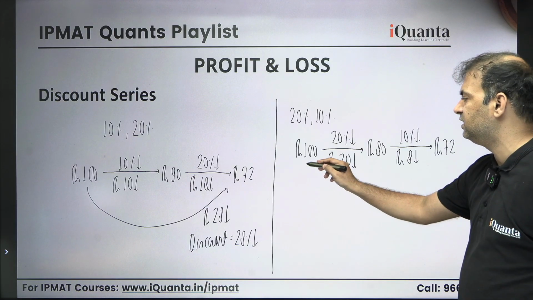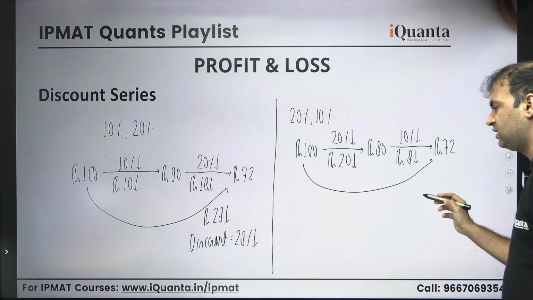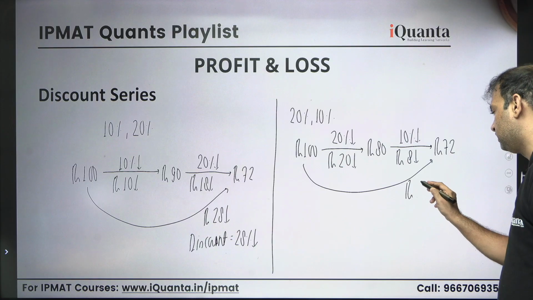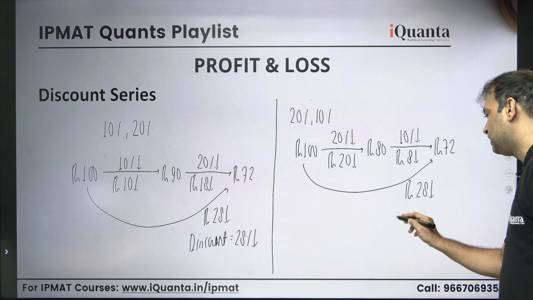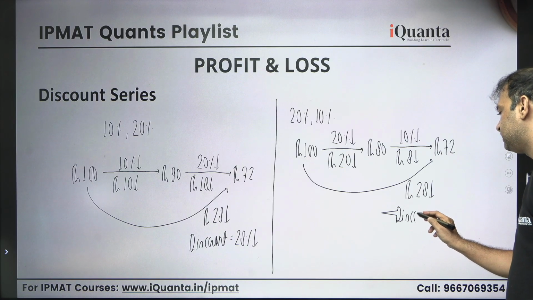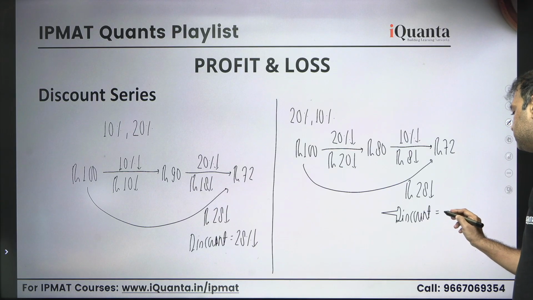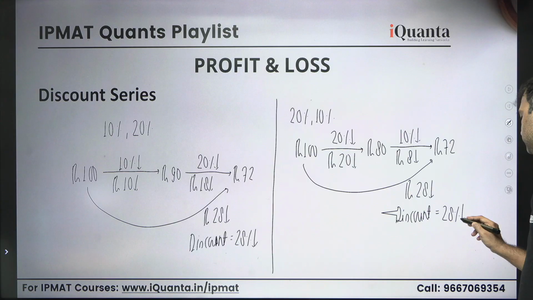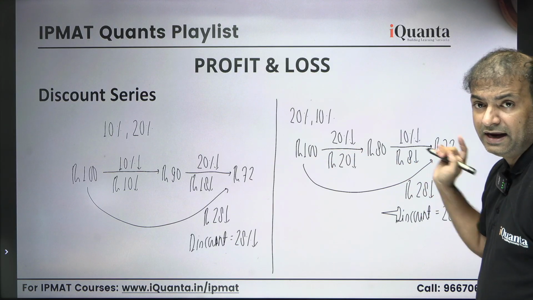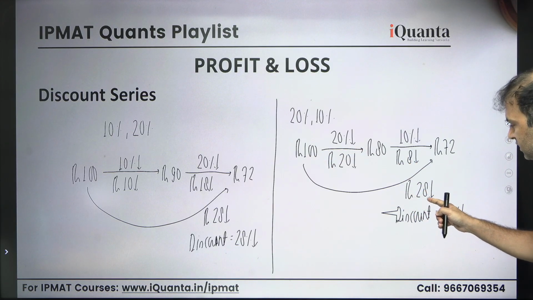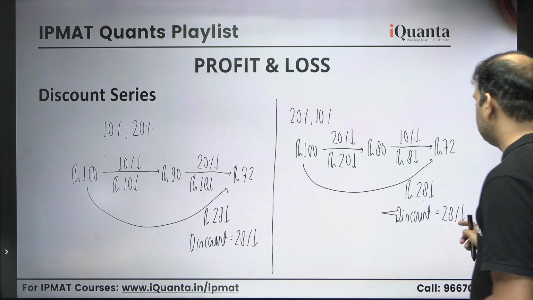So you can see again the overall discount is 28, right? That means the overall discount percentage should also be 28%. Why? Simple reason, because the mark price is 100 and the amount of discount is 28. So 28 out of 100 is 28% once again.